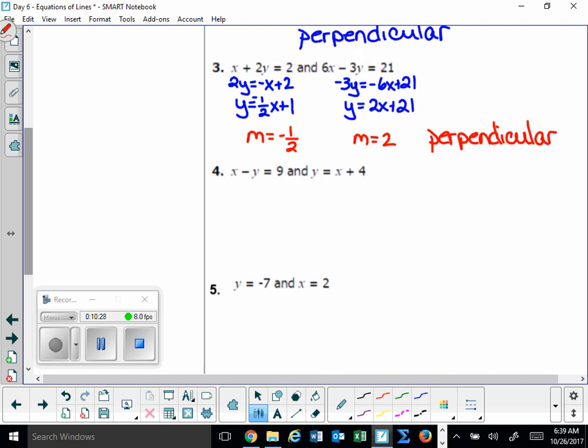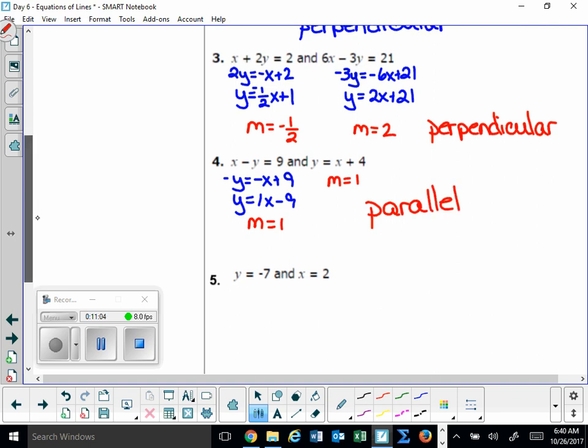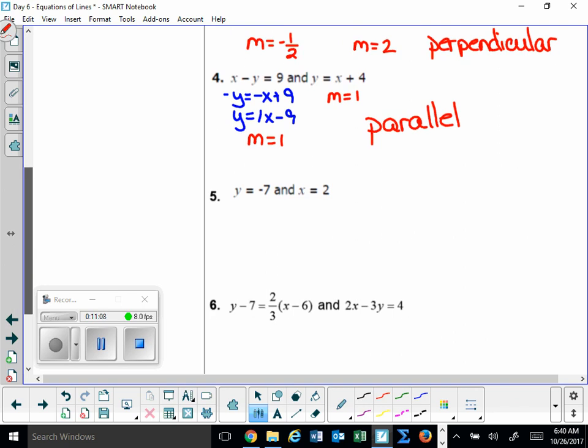Let's look at number 4. They gave me standard form for the first one. I need slope-intercept form, so I'm going to subtract x from both sides and then divide by -1. My slope for this first equation is a positive one. The second equation's already in slope-intercept form, and that slope's a positive one. So these lines are parallel. Ooh, y equals -7. That's a horizontal line. x equals 2. That's a vertical line. Horizontal and vertical lines are always perpendicular.